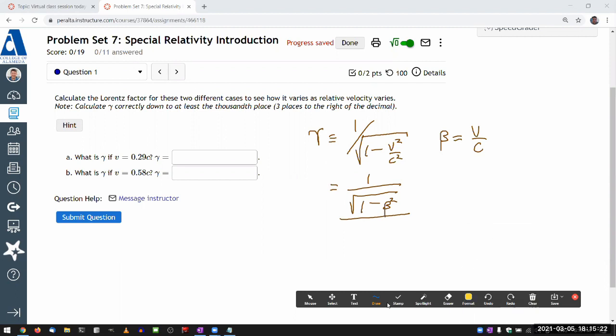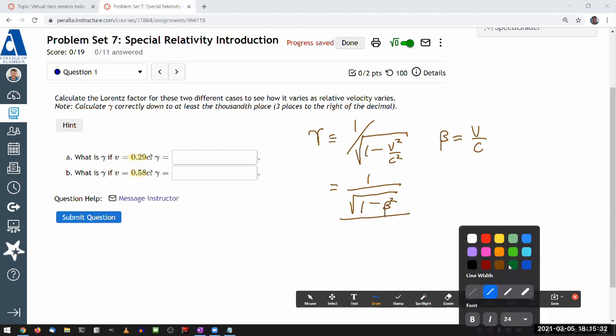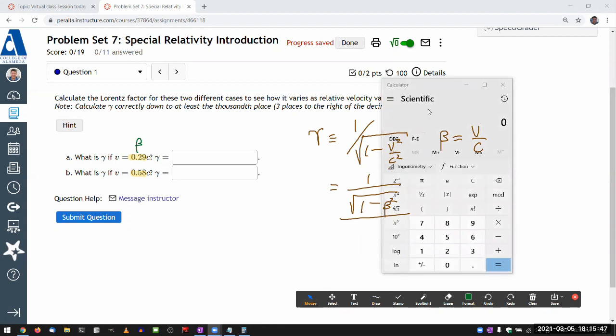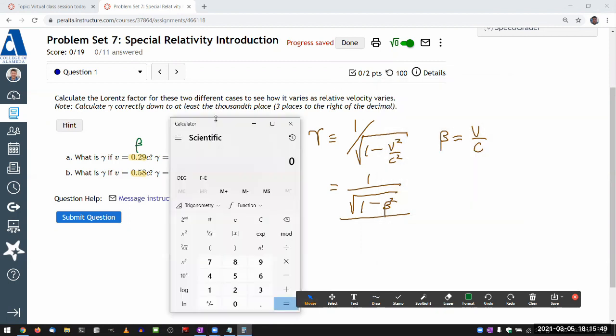And in many questions, you will see that speed is specified as a fraction of the speed of light already. So the question itself will be giving you what we call beta. So in this form, I don't have to worry about dividing by c, it's already there. So let me just plug in the numbers and show you. For part A, it's saying my beta is 0.29. So let me plug that in.